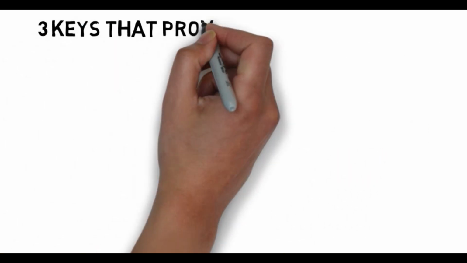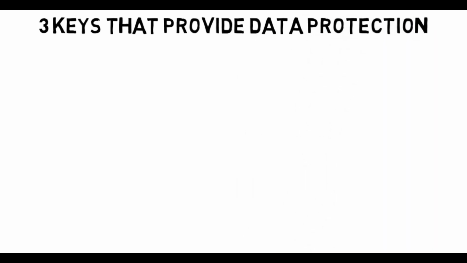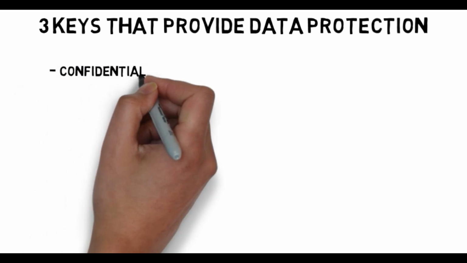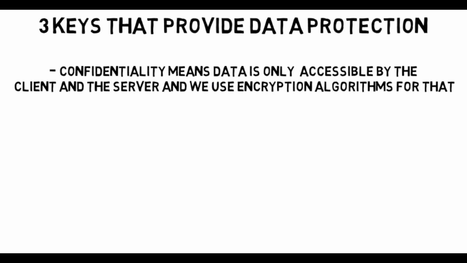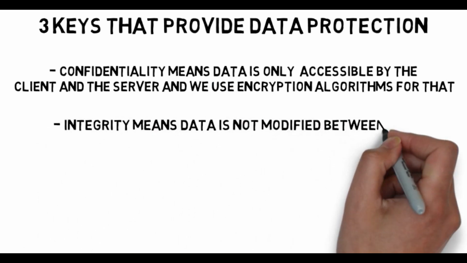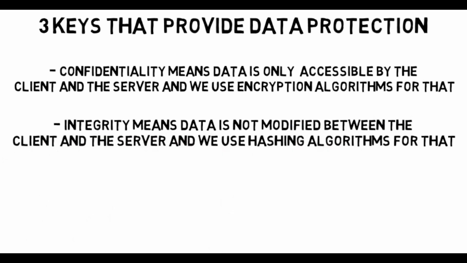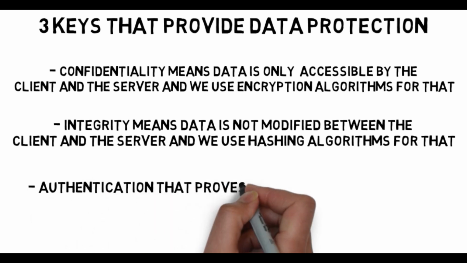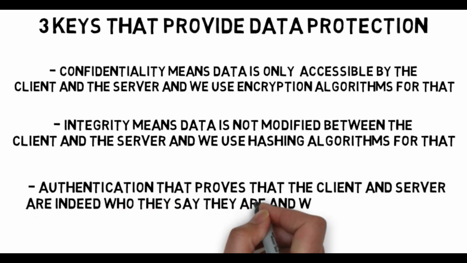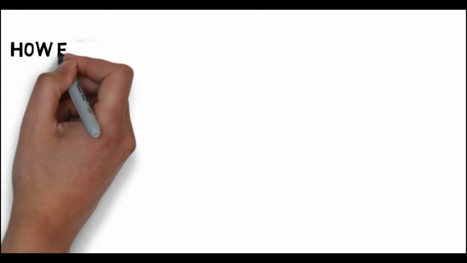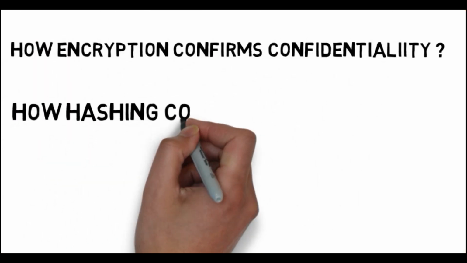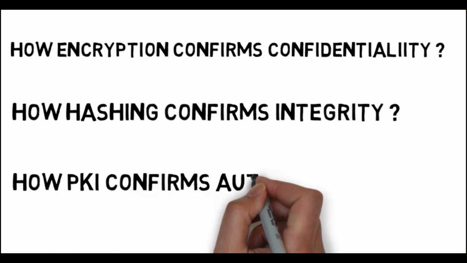Now we have three concepts that need to be present to confirm that data sent across the wire is secure and protected. We have confidentiality, meaning data is only accessible by the client and the server, and we use encryption algorithms for that. We have integrity, meaning data is not modified between the client and the server, and we use hashing algorithms for that. We have authentication, which proves that the client and, most importantly, the server are indeed who they say they are, and we use a PKI for that. Great! We have a general idea of how TLS makes sure that the data sent across the wire is protected. But what actually happens? How does encryption confirm confidentiality, how does hashing confirm integrity, and how does a PKI confirm authentication?